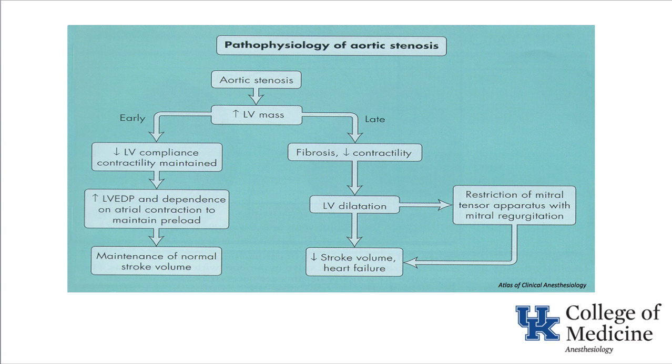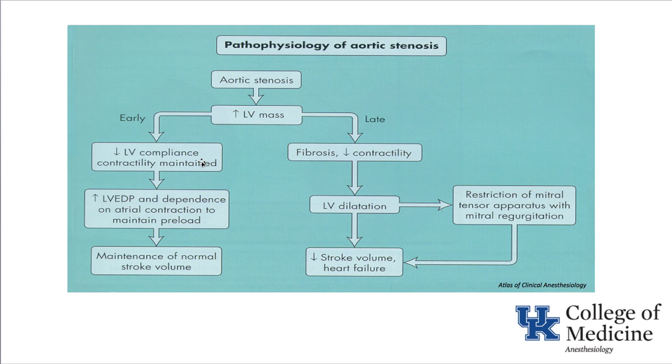So let's look kind of in an algorithm-based format at the pathophysiology of aortic stenosis. We'll start at the top. Aortic stenosis is present, obstruction to outflow through the aortic valve. The left ventricle has to pump against that. It starts to grow and thicken. Left ventricular mass goes up. And early on, the heart's not very compliant because it's like thicker muscle and you have some form of diastolic dysfunction. But contractility is maintained.